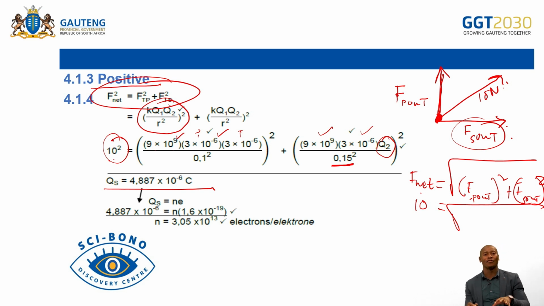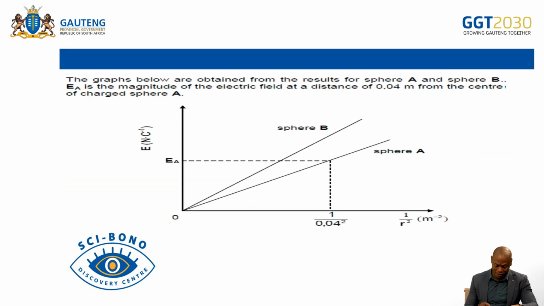Why didn't they round this off? Remember, it's not the final answer. You should do the same. You only round off your final answers. Then the equation is Q equals n e. Then this is the charge, right? Then you'll be able to get the number of electrons. So these are some of the questions that you'll get.